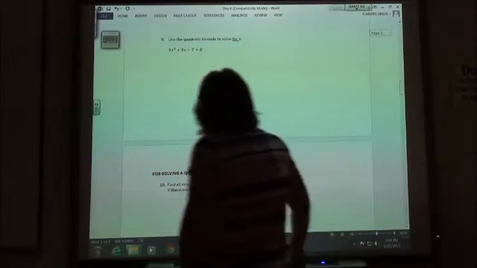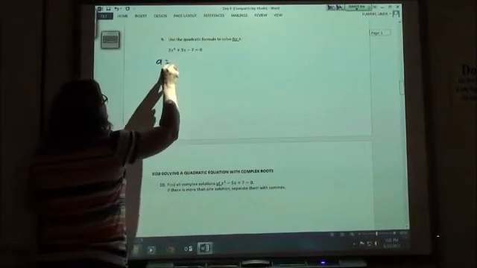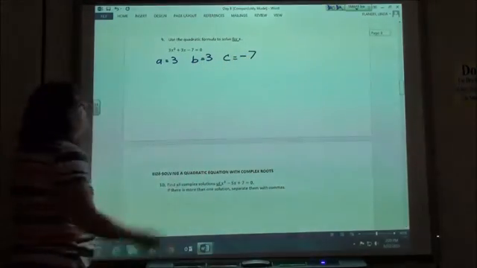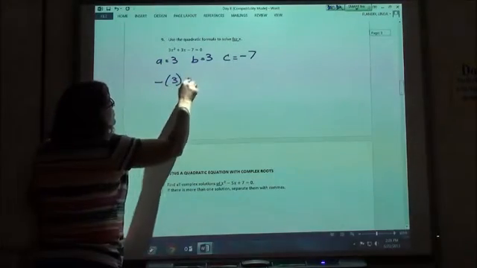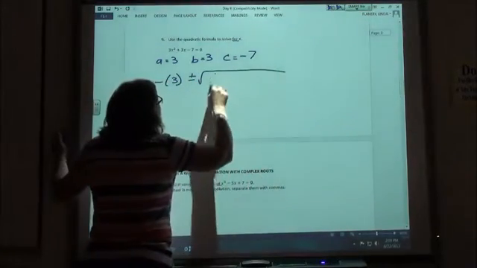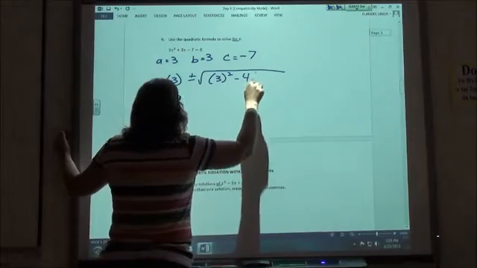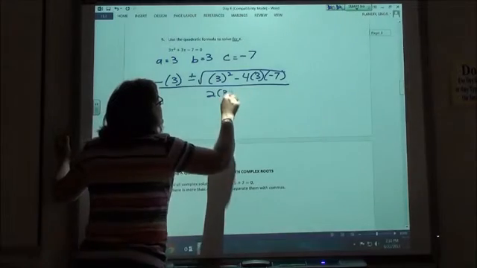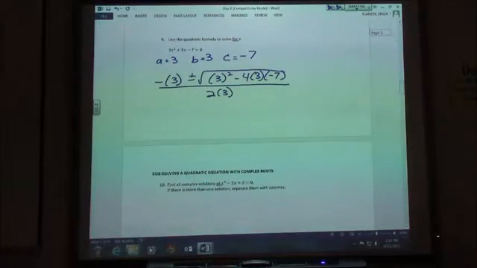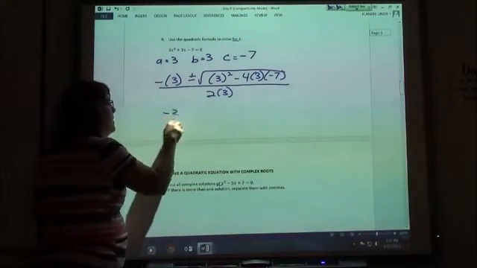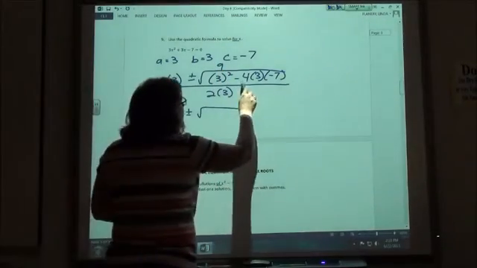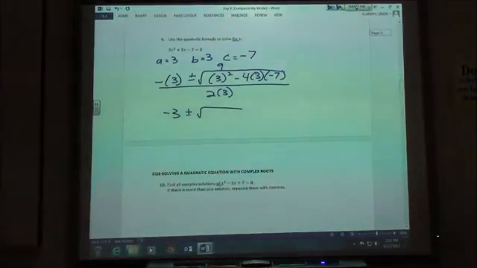Number 9 then, if I'm going to use my quadratic formula, a is going to be 3, b is going to be 3, and c is going to be minus 7. So I'm going to have minus the b value plus or minus the square root of the b value squared minus 4 times the a value times the c value over 2 times the a value, putting my numbers in for my a, b, and c. So in this case, I'm going to have minus 3, plus or minus 3 squared is 9. Negative 4 times 3 times negative 7.